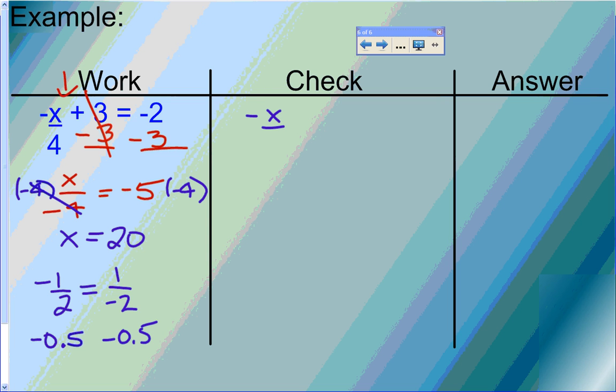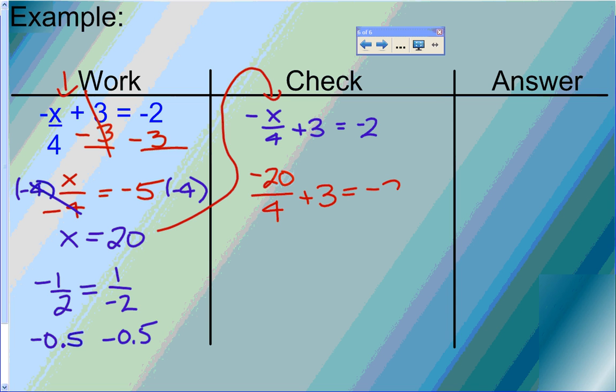So negative x over 4 plus 3 equals negative 2. So my answer says that if I plug in a 20 in here, so I'm taking 20, plugging it in here, make it negative, then divide it by 4 and add it to 3, it should equal negative 2. So let's see. Negative 20. Why is it negative? Because there was a negative sign here. I bring in a positive 20. There's a negative sign, so it becomes negative 20. Plus 3 hopefully is equal to negative 2 if we did this correctly.